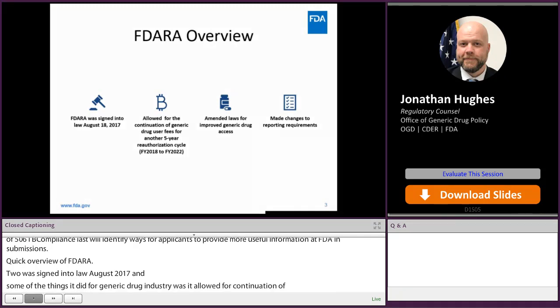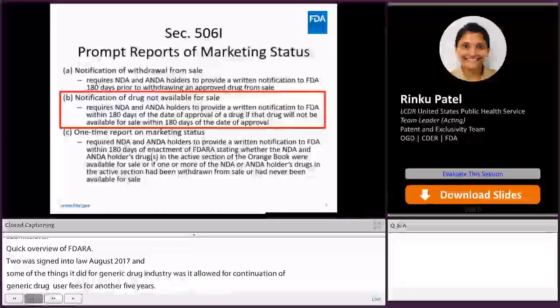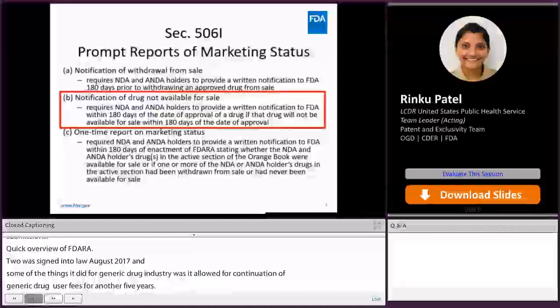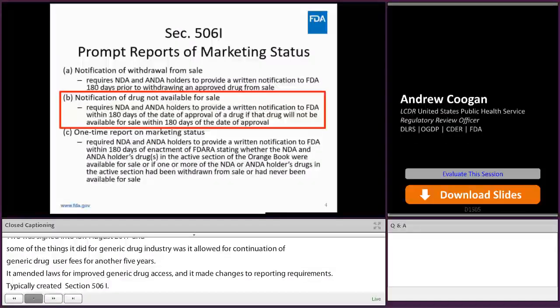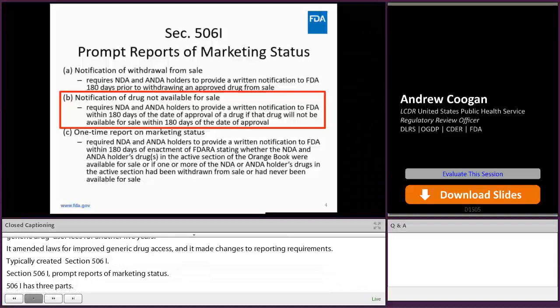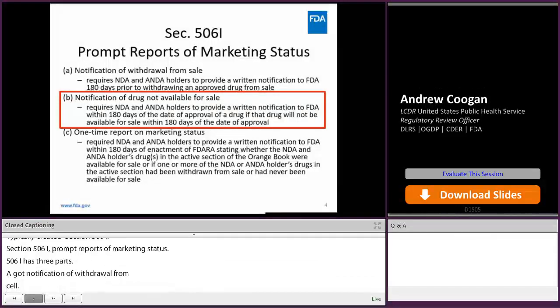So Section 506I, prompt reports of marketing status. 506I has 3 parts. A, notification of withdrawal from sale. B, notification of drug not available for sale. And C, one-time marketing status reports. All 3 parts of Section 506I apply to NDA holders and ANDA holders.